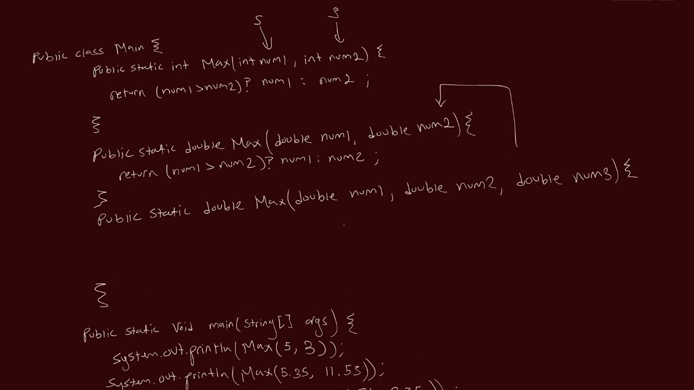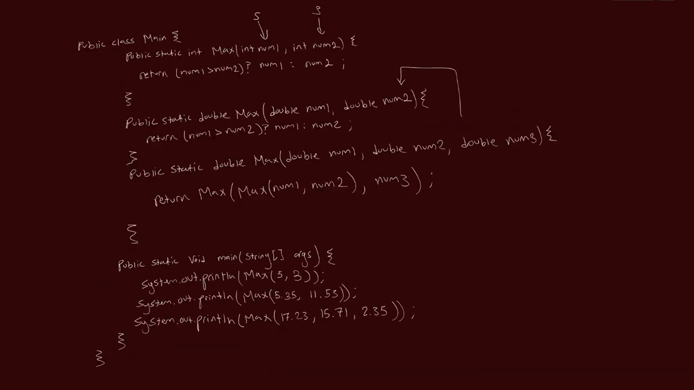But what I can do, which is much easier, is return max, and I put in max again. So I'm calling a method named max, and I'm passing in another max call, so num1, num2, and then I pass in num3. So let me show you what's going on here.